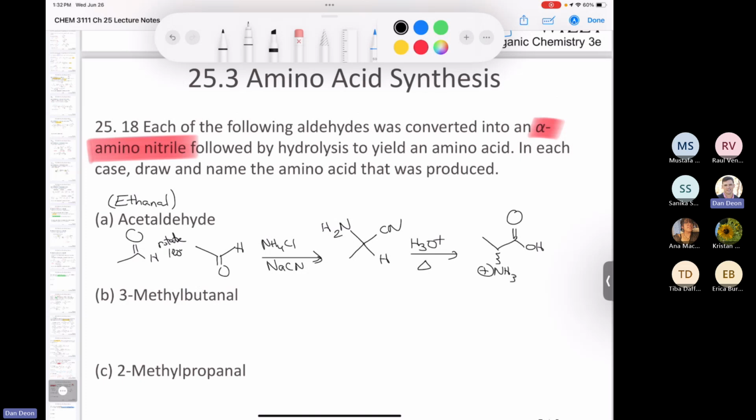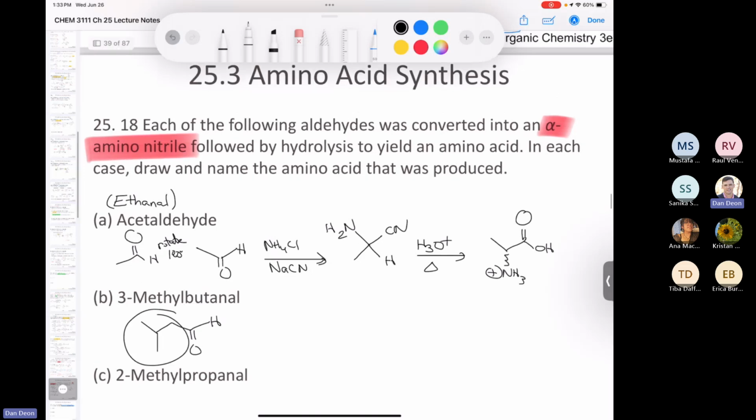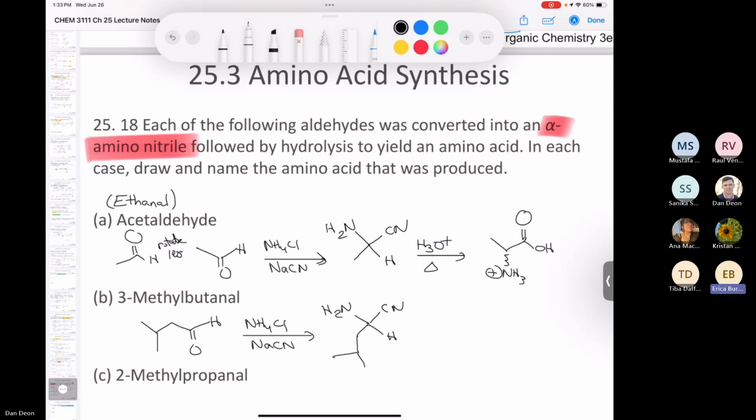The next one is 3-methylbutanal. So if we have 1, 2, 3, 4 carbons like this, and then we have a 3-methyl, you can see that that's an isobutyl group that we're going to have as our R group here. And so we're going to end up with leucine. So we're going to treat this with ammonium chloride and sodium cyanide. That's going to give us the alpha aminonitrile. This guy here. And our R group is going to be the isobutyl group, like that.